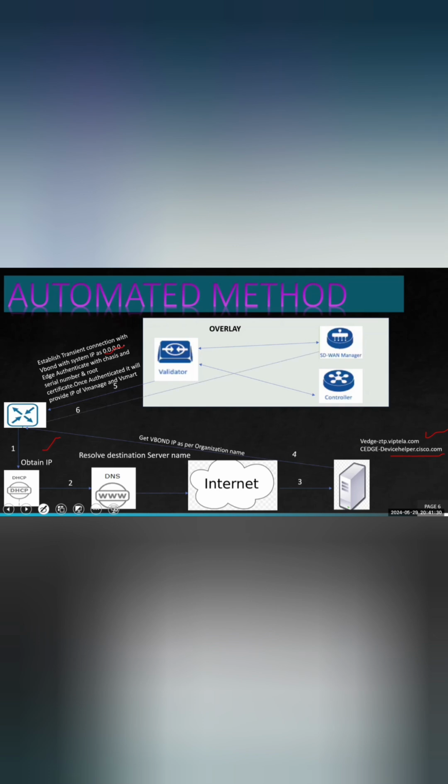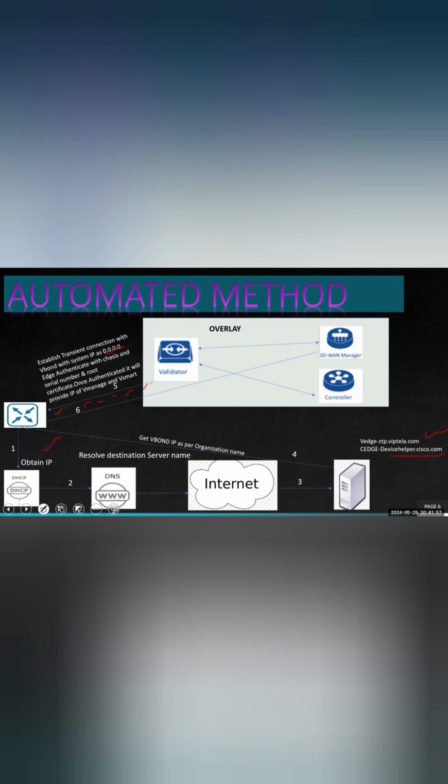Okay, so with your edge devices, irrespective of CH or VH, it will establish a transient connection. When we say it's a transient connection, that means it is not a permanent connection. It's a temporary connection. Once it is established, whenever required, it will try again, but there is no permanent connection between your edge box and your vBond, which is now known as the validator.